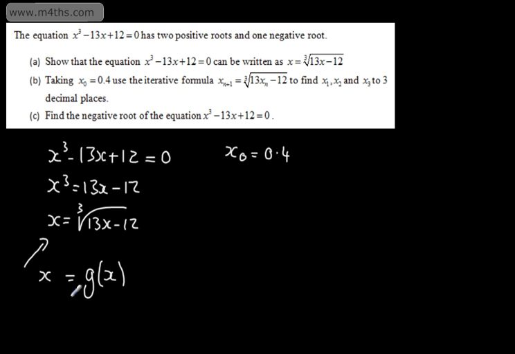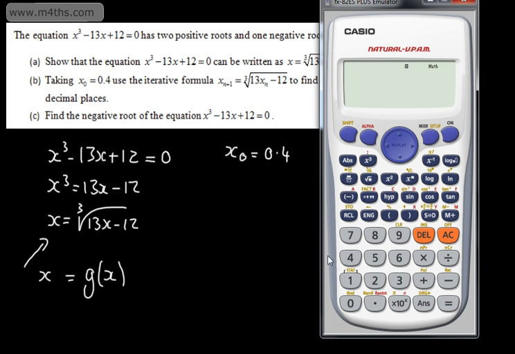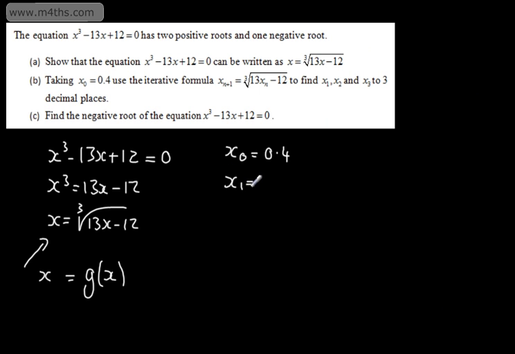So in the calculator, all we do is start fresh, type in 0.4, and press equals. Then this is going to go into the cube root, so we press the cube root now, of 13 lots of the answer minus 12. So what this is going to do is give me a new x based on the first value of x naught. So that gives me this. Right, so what I'm going to write is x1. So x1 or x sub 1.